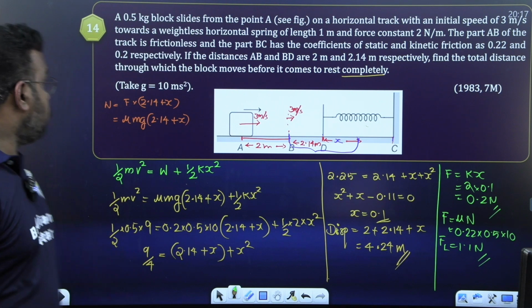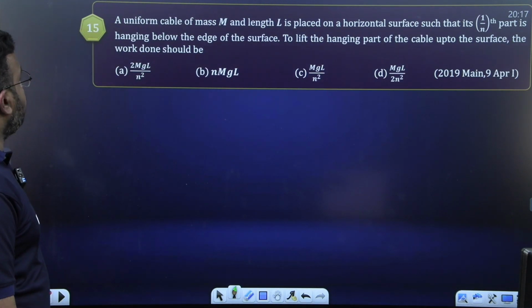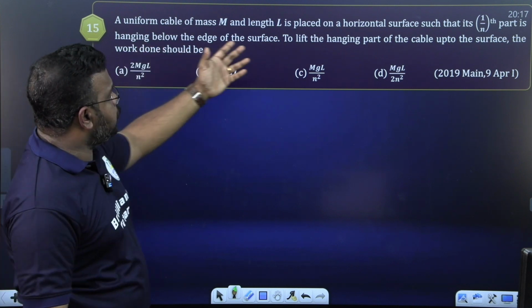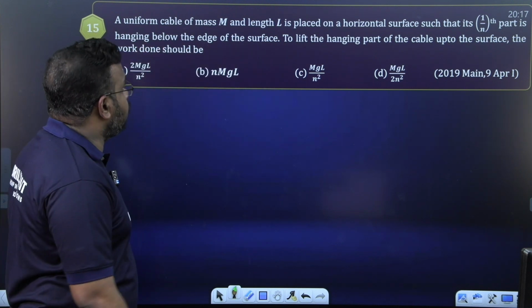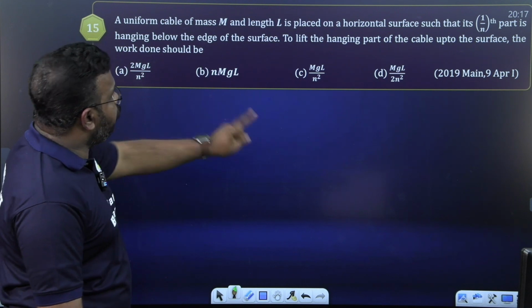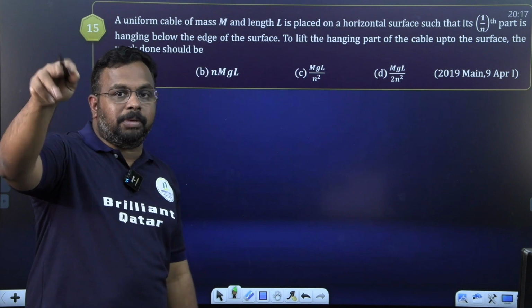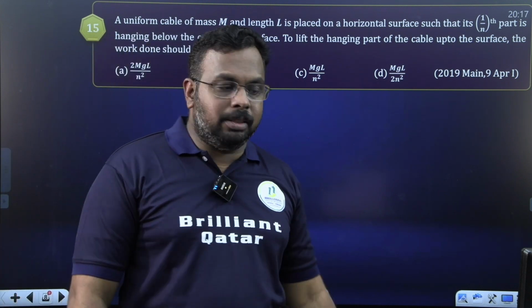Yeah. So I'll be going to the next question, number 15. A uniform cable of mass m and length L is placed on a horizontal surface such that 1/nth part is hanging below the edge of the surface. To lift the hanging part of the cable up to the surface, the work done should be? This one, do you remember the question which we discussed in the last class?